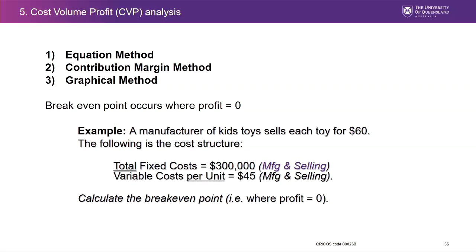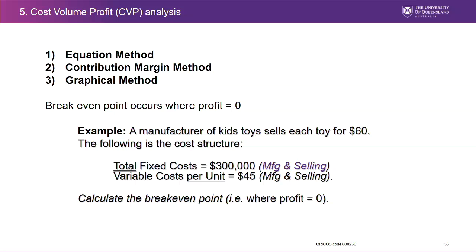So we're going to learn about three methods. We're going to learn about the equation method, which is really longhand, the contribution margin method, which is the method I hope that you will take on board and use, and a graphical method. So break-even point occurs when profit equals zero, as I said earlier. So we all know that in accounting, our sales less our costs equal our profit.